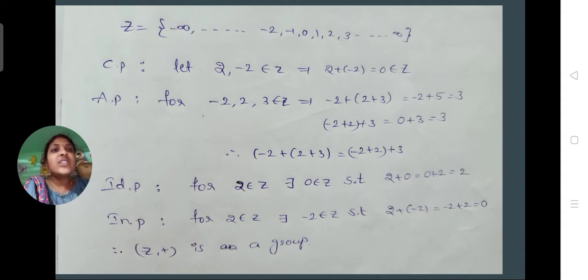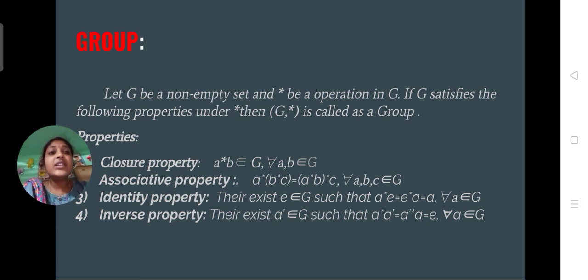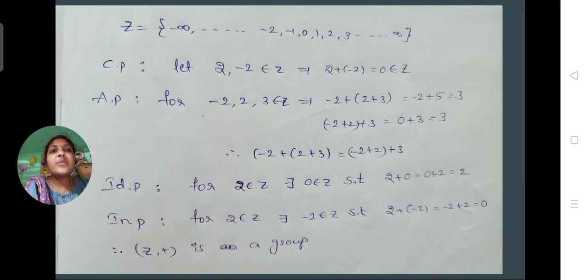So here 0 is an element of Z. Therefore Z satisfies the closure property. And next, the second one is the associative property. In this associative property we take three elements a, b, c. So for that I have to take three elements from the integer set: minus 2, 2 and 3.